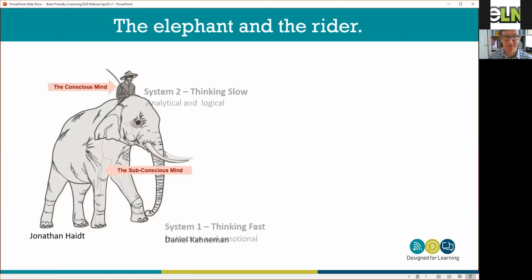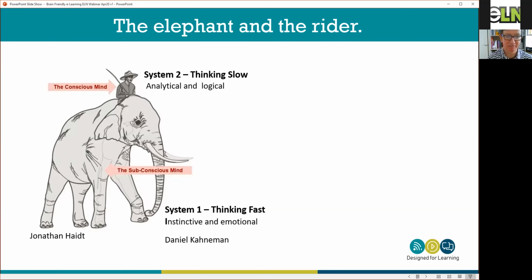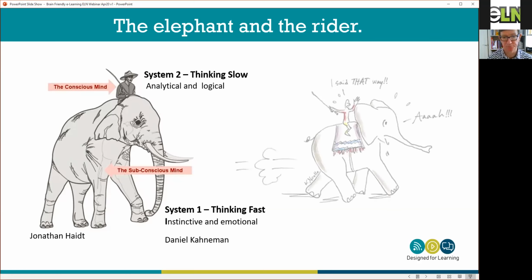That can be a challenge. There's a great book called Thinking, Fast and Slow by Daniel Kahneman, and he talks about system 1 being the thinking fast system, the instinctive and emotional, and system 2 being thinking slow, the analytical and the logical. When we're trying to teach people things, we're often trying to tap into that thinking slow system, but we need to be aware. We need to work with the thinking fast system as well. If we fail to do that, people won't change.